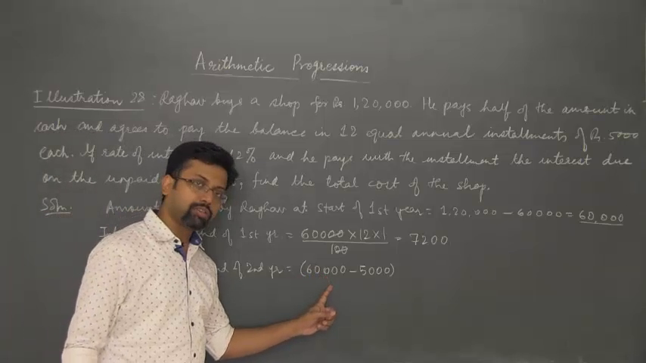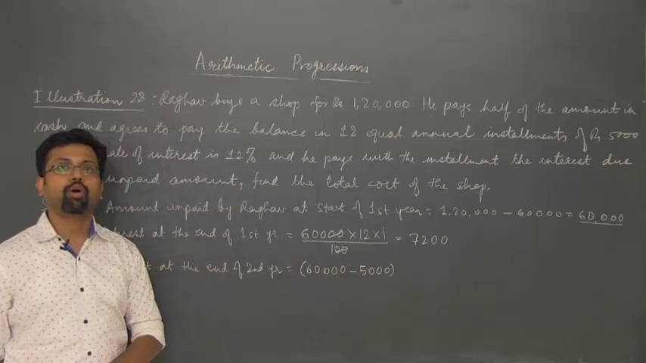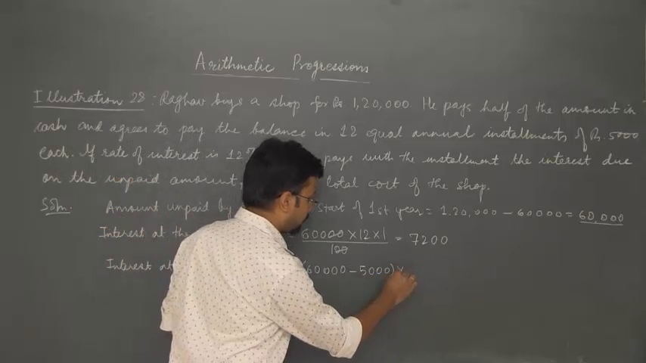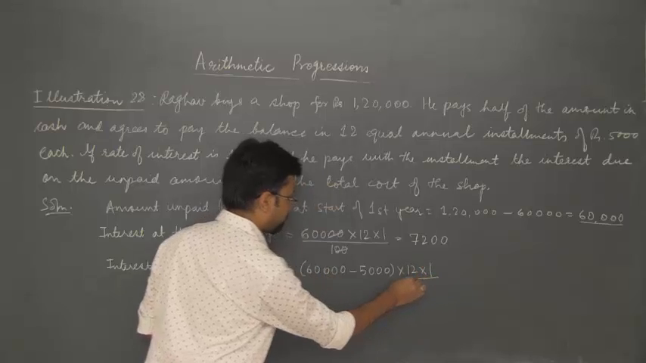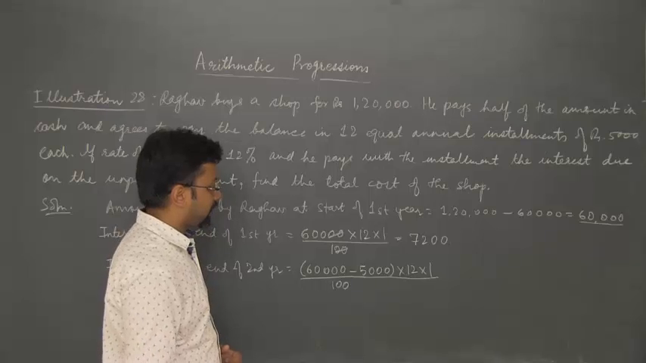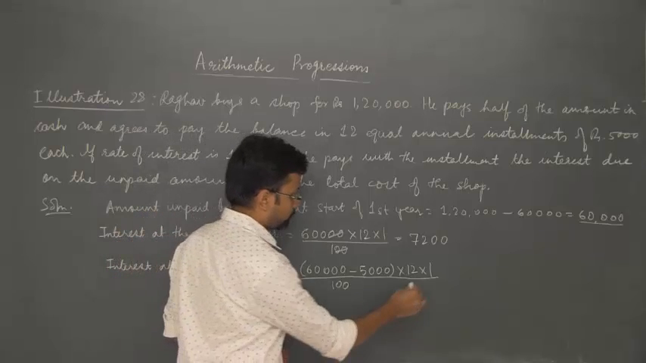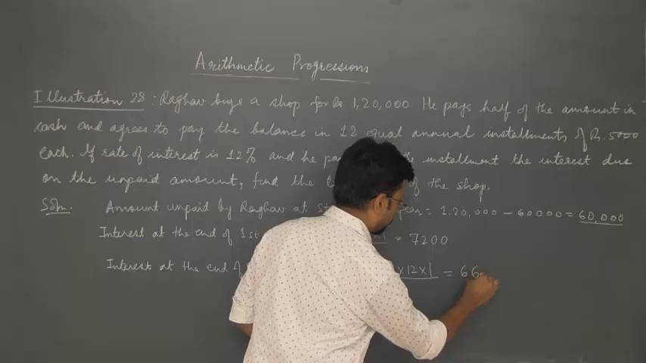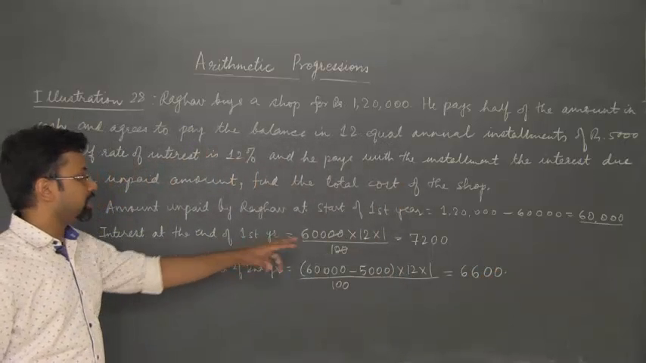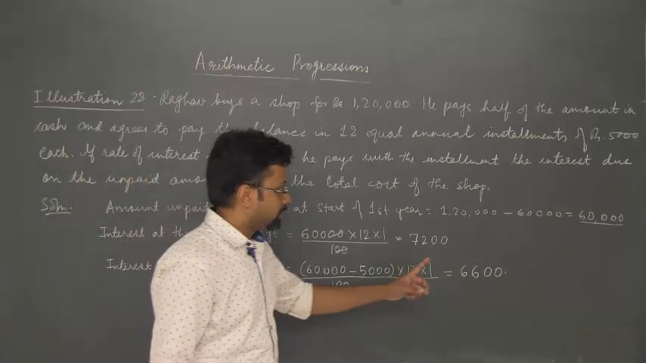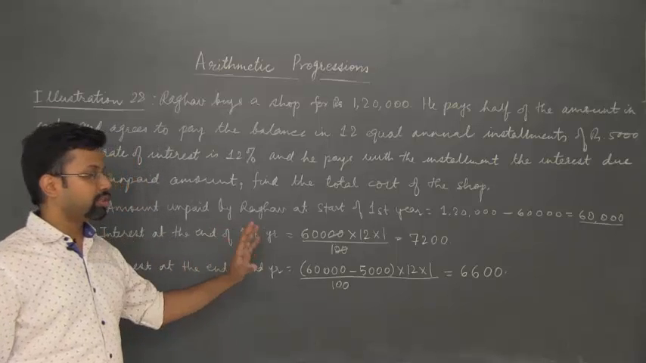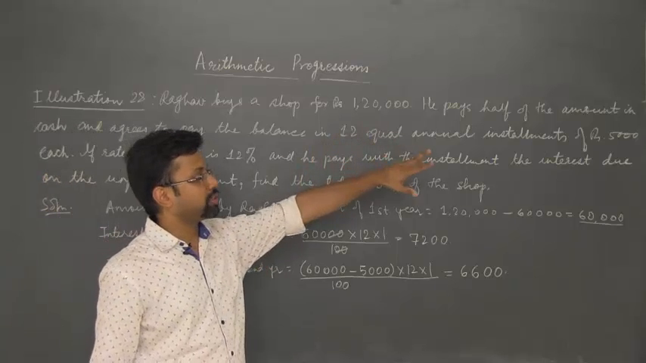So it will be 60,000 minus the 5,000 that he has already paid at the end of the first year. And again the interest will be 12%, and you get this. So it will be how much? 55,000 into 12, you will get rupees 6,600. So interest at the end of the second year will be 6,600. This is the extra amount that he needs to pay. This is the interest he is paying. The principal he is paying is 5,000 each year.